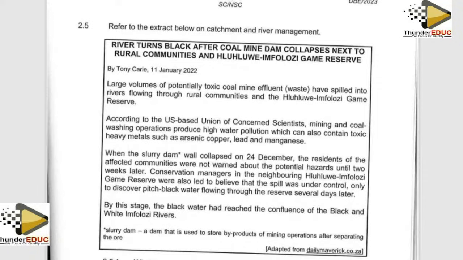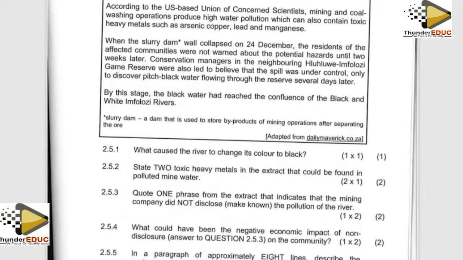Let's see the questions. First question here, 2.5.1. What caused the river to change its color to black? It's a one-mark question. Therefore, it is because of the toxic coal mine waste that spilled into the river, making the color black.